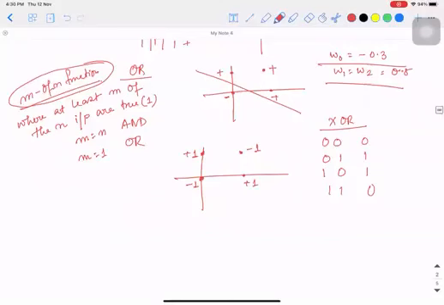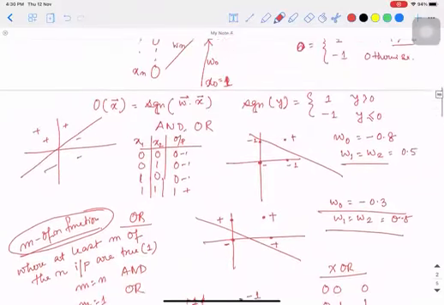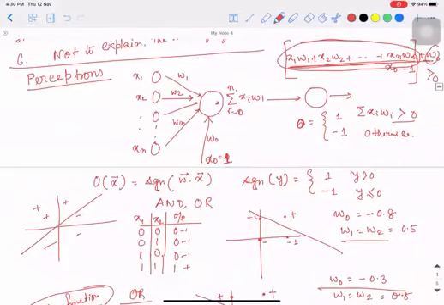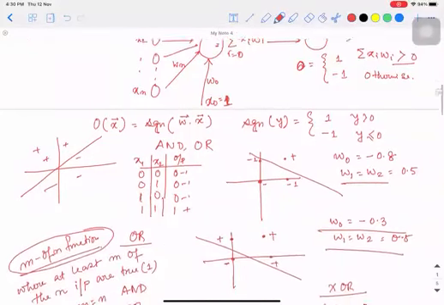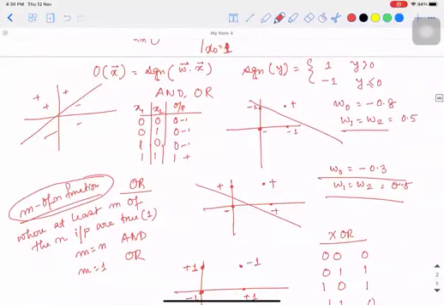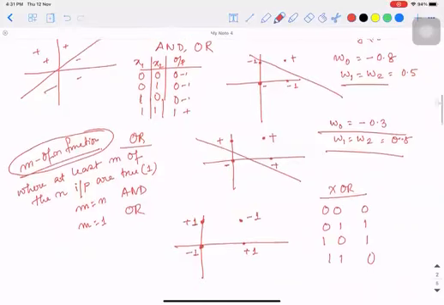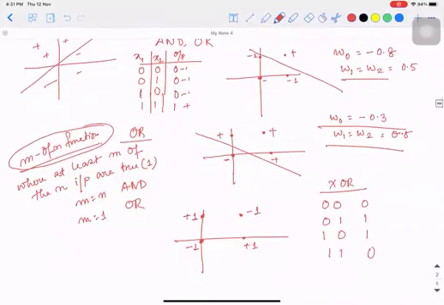Is it clear, perceptron? Any doubt? Sir, this problem can be solved by taking an extra dimension. Okay, that's a good point. How do you do that? Sir, I think we took an AND of the first two results.